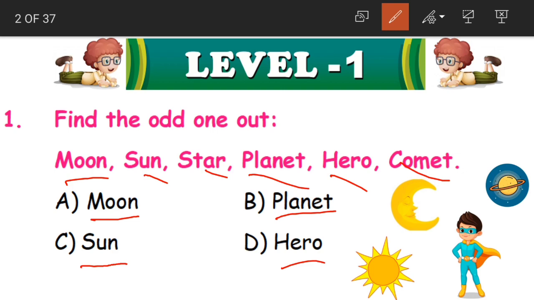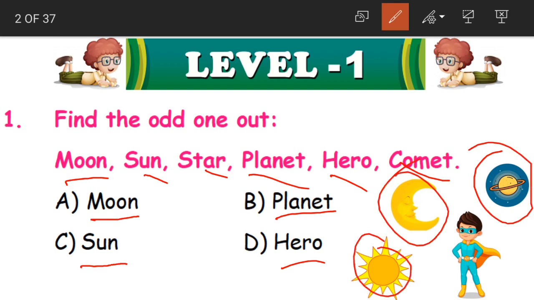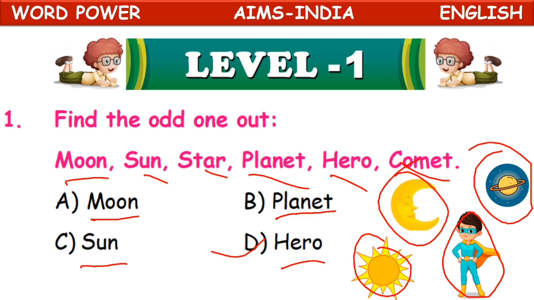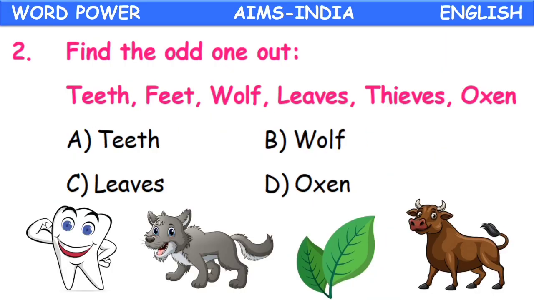If you see moon, planet and sun, these three belong to the solar system, whereas hero is a person. He is a living organism. In the sense, he is a person. So that is why hero is the odd one, who doesn't belong to the solar system. Clear children?